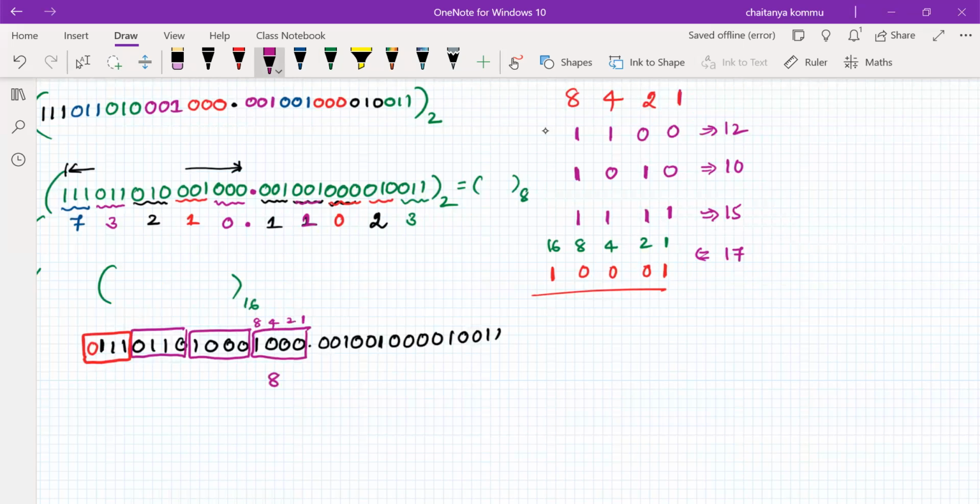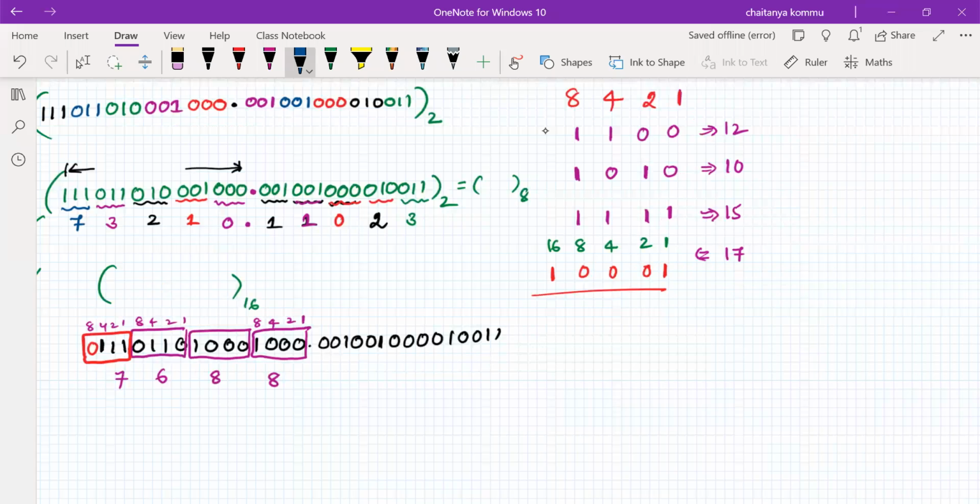Right? Yes, sir. The next one is also 8, fortunately. What about the next one? 1 2 4 8, 4 plus 2 is 6. What about this one? 1 2 4 8, 4 plus 2 plus 1 is 7. That's it. Quickly we have to do it.